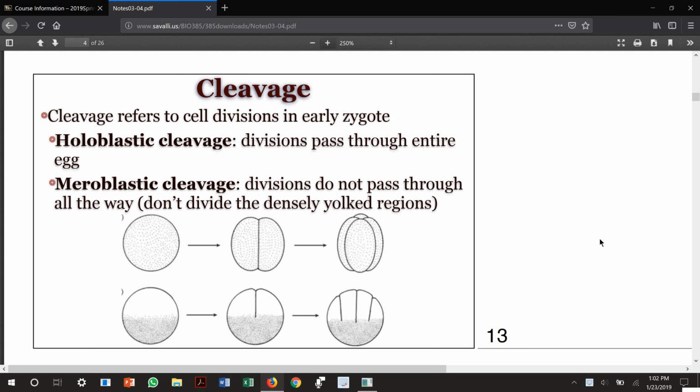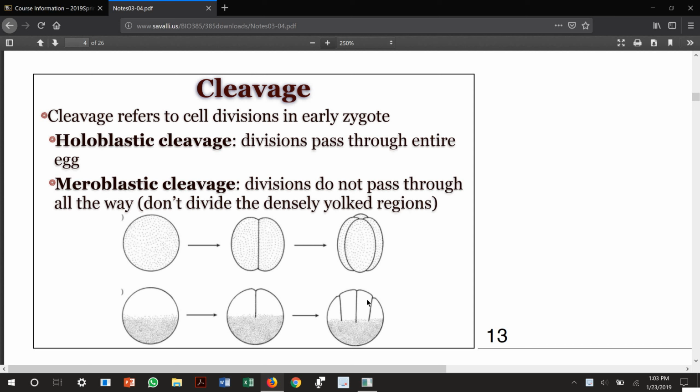In contrast, meroblastic cleavage is where the divisions don't actually pass through all the way. And this occurs when there's a fairly big difference in yolk content or nutrient content between the animal pole and the vegetal pole. In cells with holoblastic cleavage, again, the vegetal pole might be a little bit denser, but it's not substantially different from the animal pole. But in lots of eggs, like a chicken egg, there may be a very dense layer of heavy yolk at the vegetal pole compared to the animal pole. And the cleavage generally just can't penetrate through that.